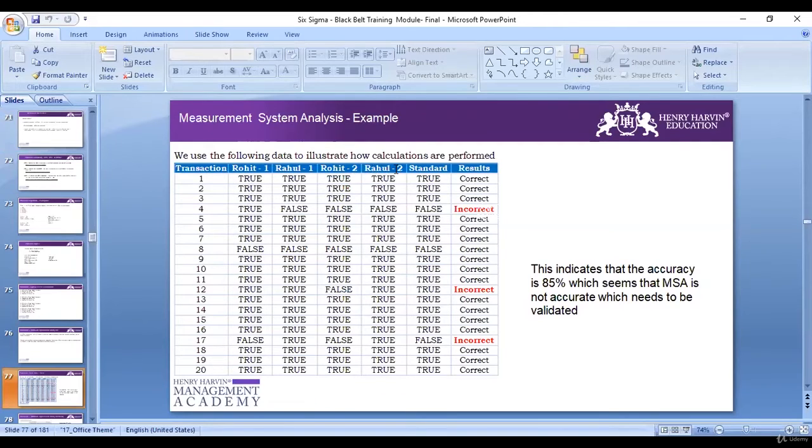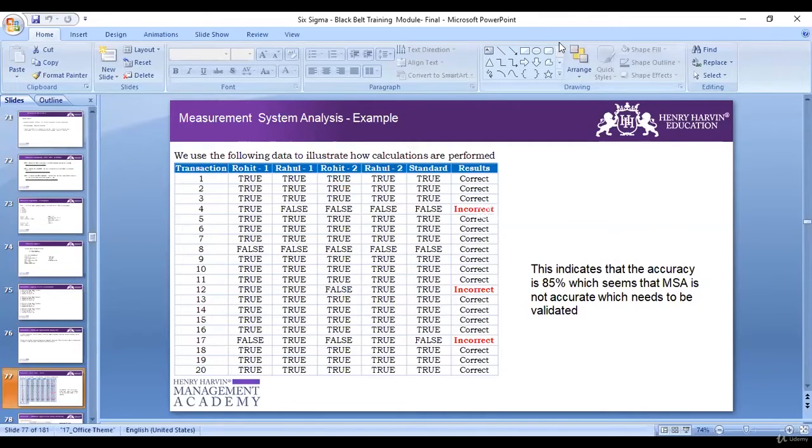However, if we would have added one more operator, let's say Bhanu was also there, then Bhanu would have done it twice as well. Then in that particular case, the trial would be 3 here. Okay?